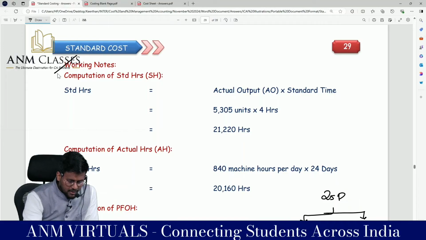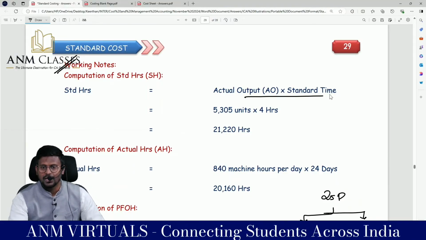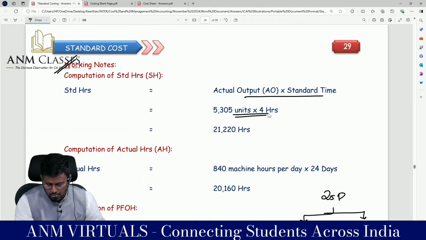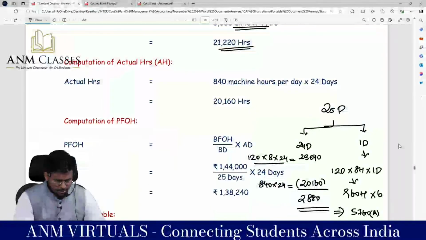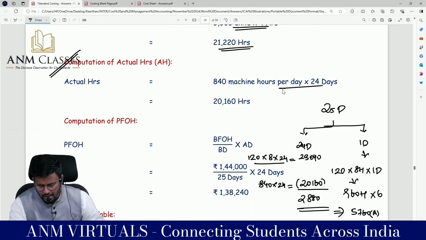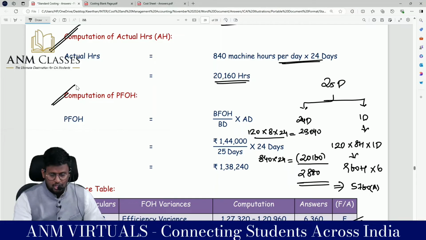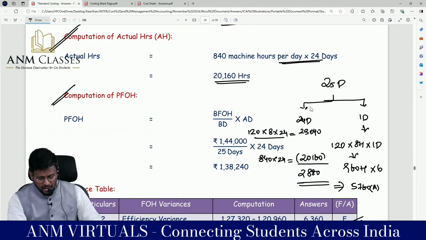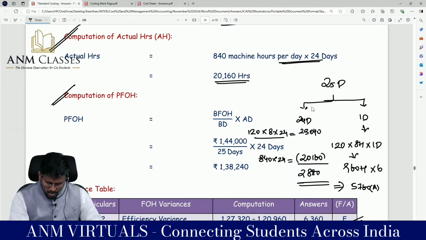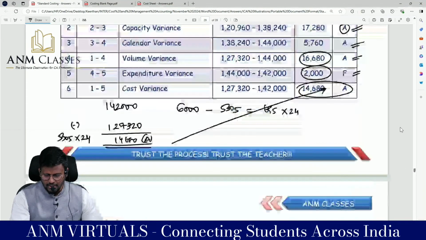For everything we have attached a working note. Standard hours is actual output into standard time per unit, right? 5305 into 4 comes to 21,220. Computation of actual hours: 840 machine hours per day into 24 days, 20,160. Computation of PFOH: PFOH is equal to BFOH divided by budgeted days into actual days. 1,44,000 divided by 25 into 24 comes to 1,38,240.